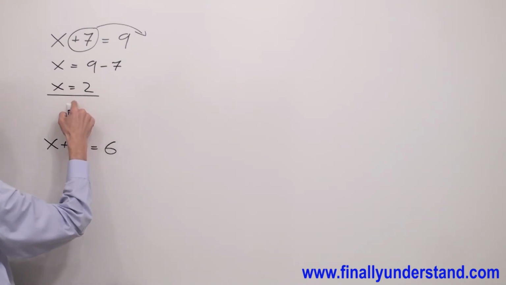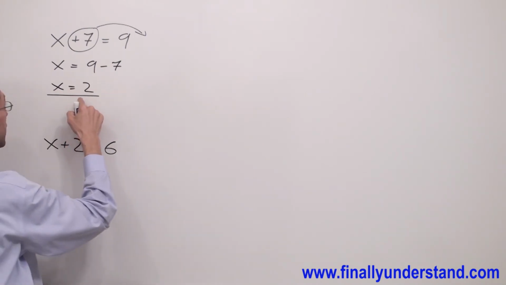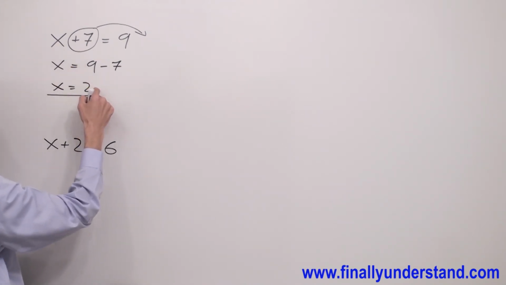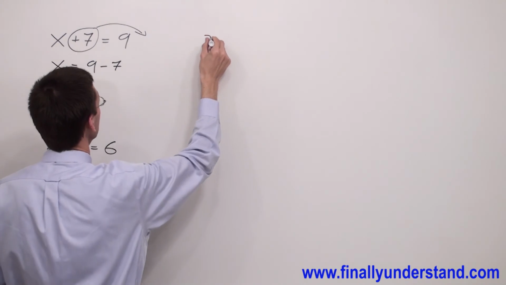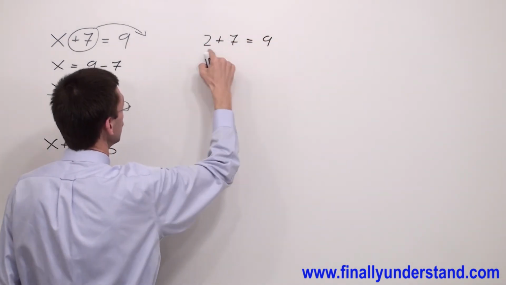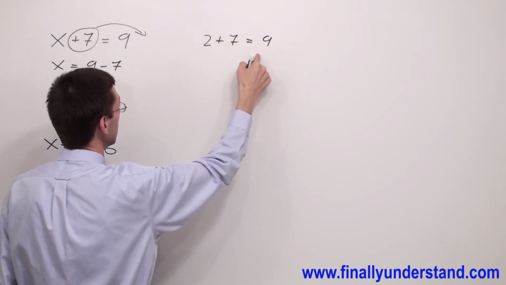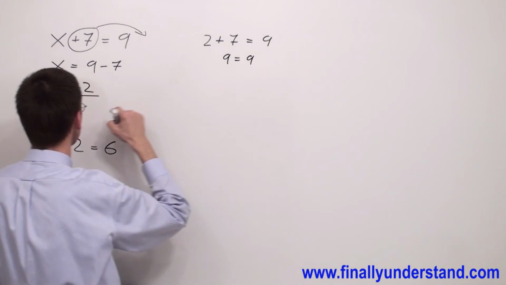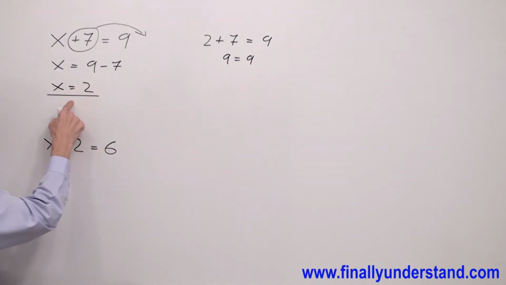If you want to prove your answer, you're supposed to replace this x by the value which we just found. Simply write 2 plus 7 has to be equal 9. 2 plus 7 is equal 9. 9 is equal 9. So this is the solution to my problem.